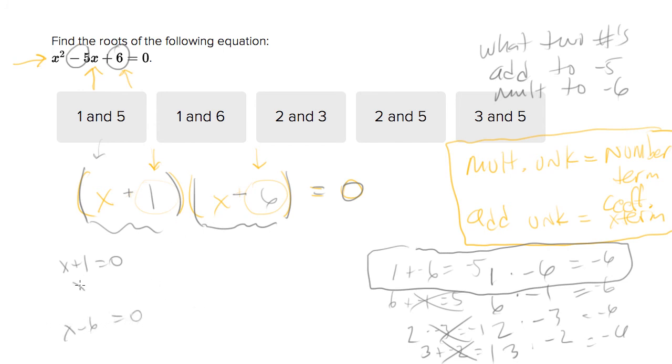So let's solve for x. x could equal -1, or x could equal 6. So those are your two roots.